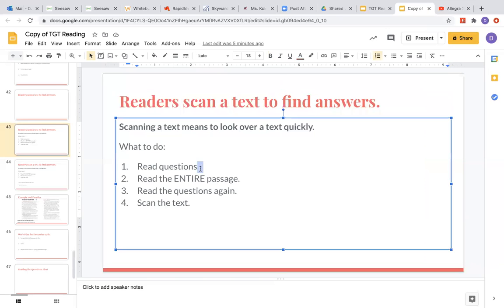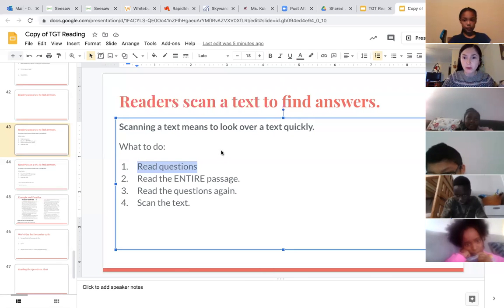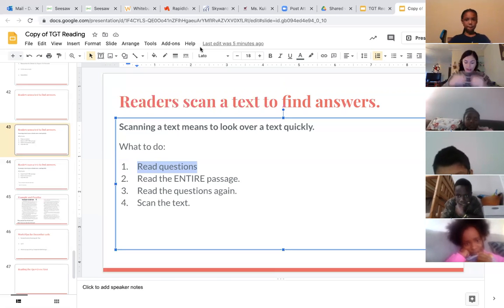All right, so how do we do that? What we do first is when we are presented with a passage, so a text, and questions, we're going to read the questions first. I know that sounds crazy. You're like, why would we read the questions first? If we read the questions, we kind of know what to be looking for, okay? When we read the text, it's going to make it easier. If I read the question, I already know what I should be focusing on when I'm reading the text.